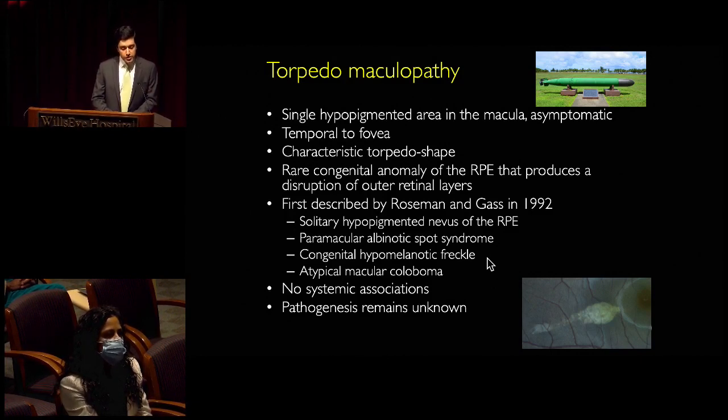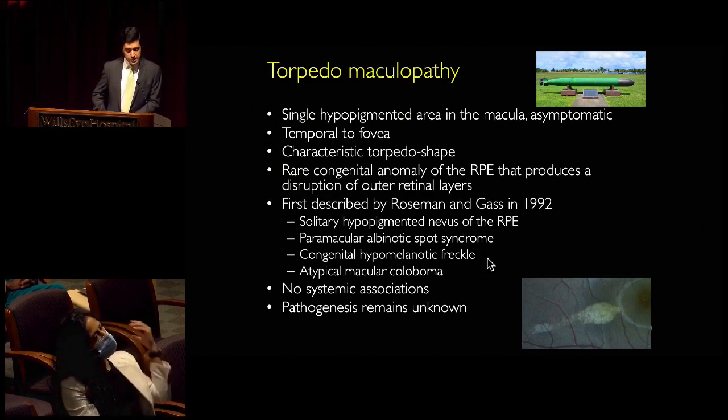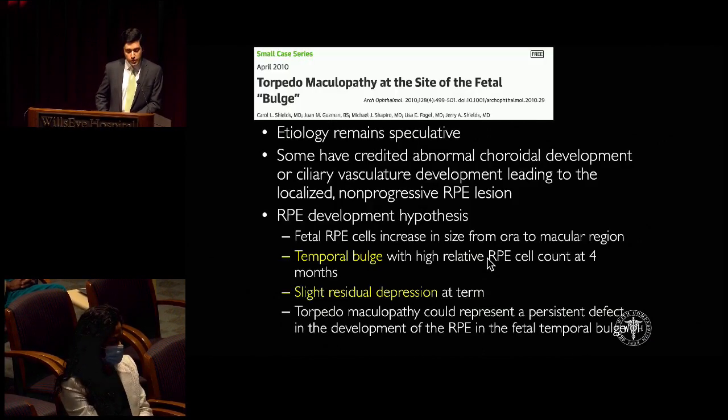It's a rare congenital anomaly of the RPE that produces disruption of the outer retinal layers, first described by Drs. Roseman and Gass in 1992. And there are several other terminologies that this lesion goes by. And there's no systemic associations known with this lesion, and the pathogenesis, for the most part, remains unknown.